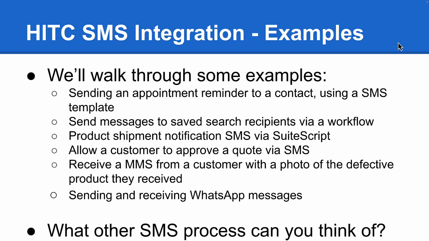Here are some scenarios that I came up with. This is what I'm about to show you how to do. The examples we'll be going through are sending an appointment reminder to a contact using an SMS template, sending messages to saved search recipients via a workflow action, sending product shipment notifications via SuiteScript, allowing customers to approve quotes via SMS generating sales orders, receiving MMS messages from a customer with a photo of a defective product they received, and finally, sending WhatsApp messages. So let's get right into it.